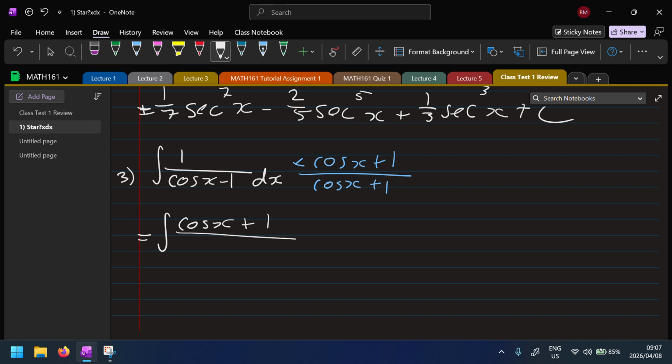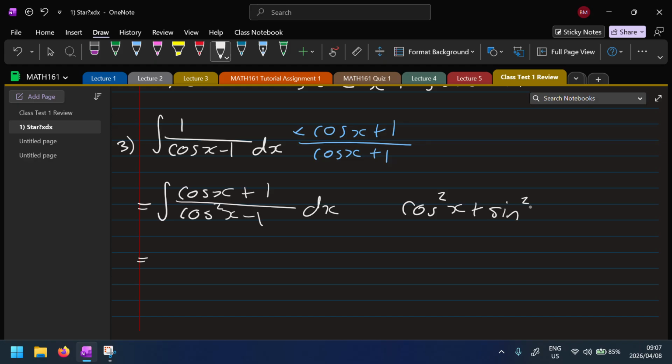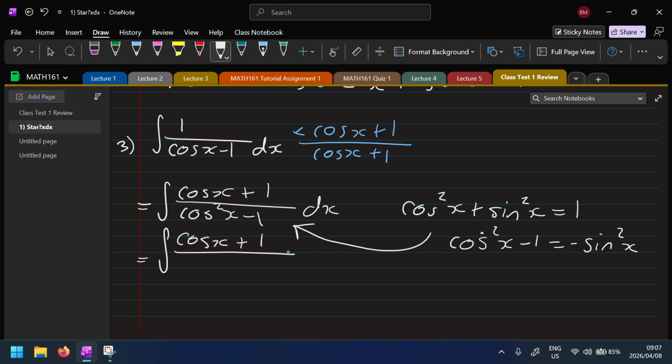That will give us the cos squared that we need for the bottom. Okay, at the bottom, that's just the difference of two squares, so cos squared minus 1. So this will just be minus sine squared at the bottom. Right, so cos squared plus sine squared is 1. So cos squared minus 1 is minus sine squared. I didn't give part marks for that side working, but the bottom there should be minus sine squared. So this will be integral cos x plus 1 over minus sine squared x dx.